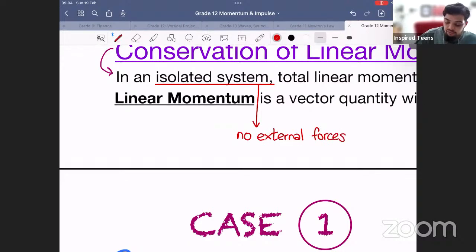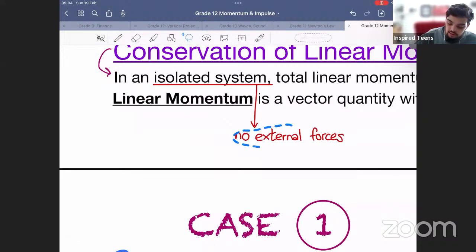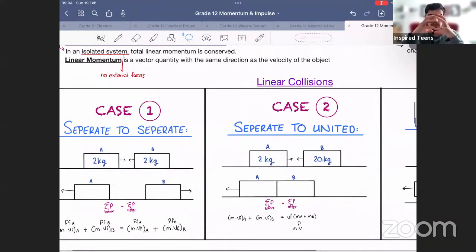It is basically a frictionless system. How I like to imagine isolated systems is as little boxes, a closed cube that you can see through, where there are no external forces whatsoever acting on that system. No friction, no applied force, nothing like that.